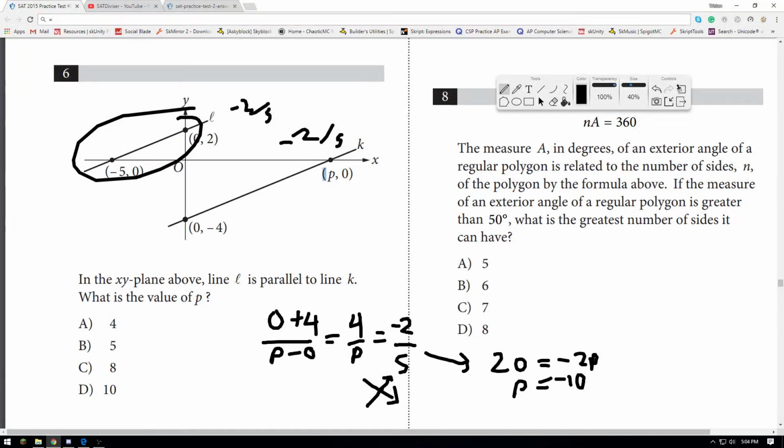Let's see. Value of p, the only reason why p was negative was because I changed y2 and y1. But still, at the end of the day, 10 is your answer choice. 10 is your lucky number. 10 is your man. And the answer is 10. That's the value of p, which would make these slopes the same. Therefore, line L and line K are parallel, and that is the answer.